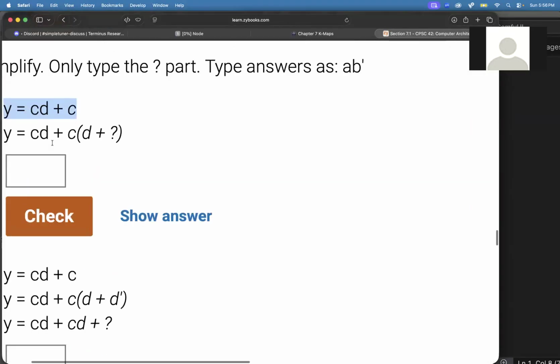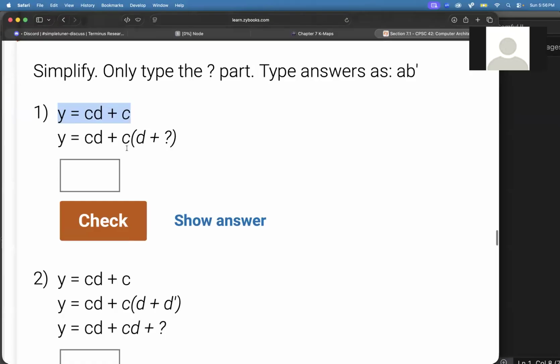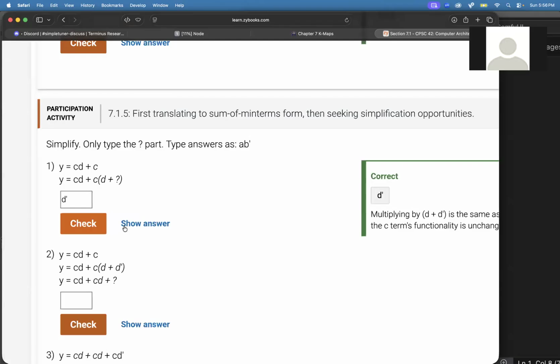So that step to do that, they are going to teach you here. So you have CD plus C, so you can change the 1 here to D plus not D. Remember, they only want us to fill in the question mark. So you do that.